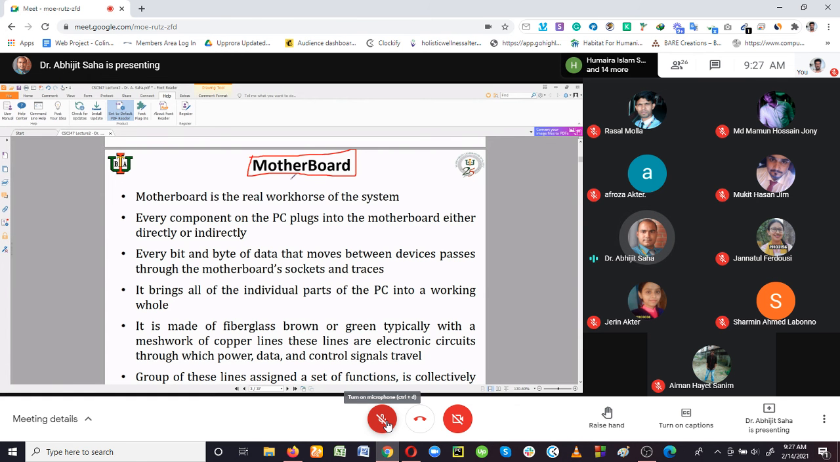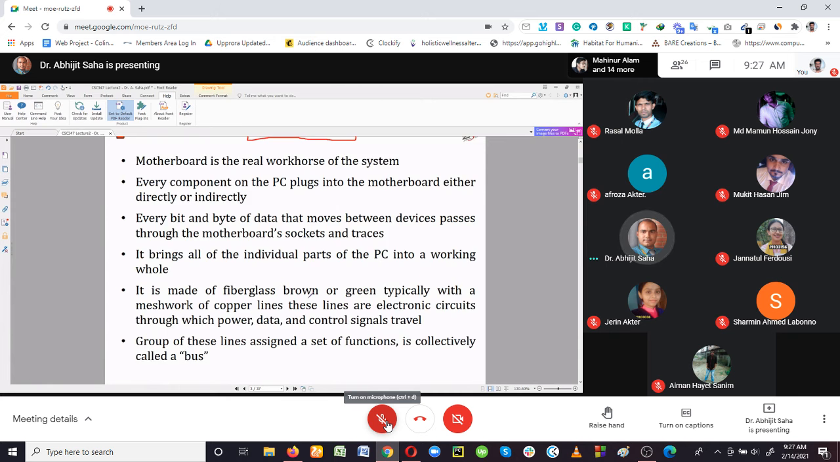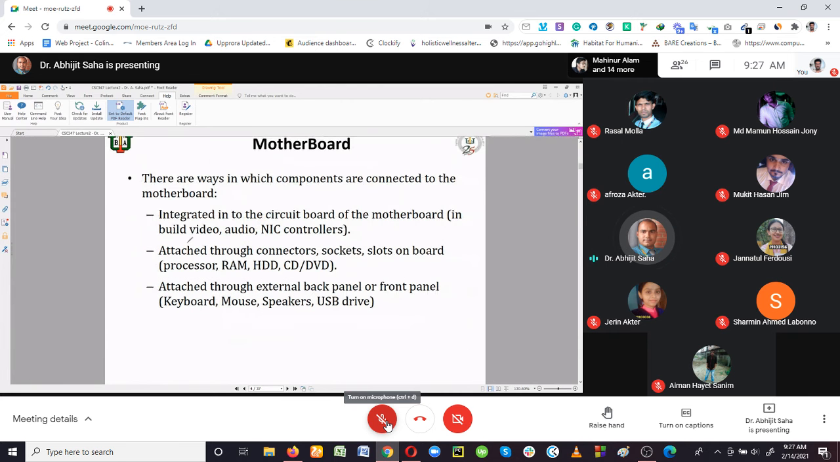So we have discussed the motherboard in lecture number one and lecture number two as well. You should combine them and take notes on what is going to be the appropriate information for the motherboard. So define the motherboard, and these are the three ways that components can be connected with the motherboard.